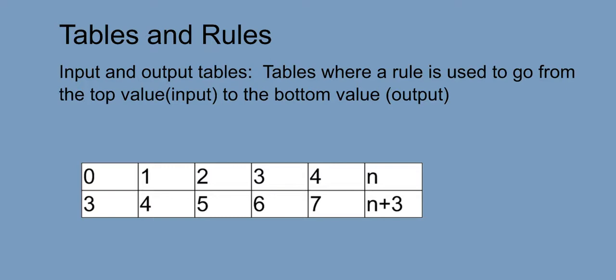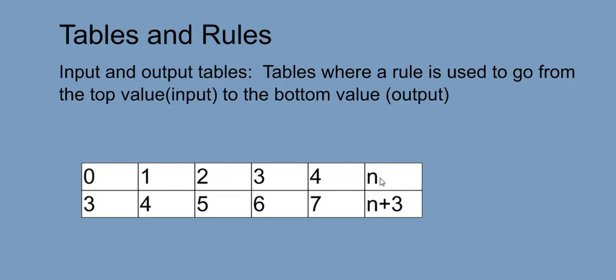Our first lesson today is going to be on tables and rules. When we talk about a table here, what we're talking about is what's called an input and output table. In other words, there's a rule that takes you from the top value, which we call the input, to the bottom value, which is called the output. So if you look here, we went from 0 and got 3. In other words, we put in 1 and got out 4. Input 2, output 5. Input 3, output 6. Input 4, output 7.